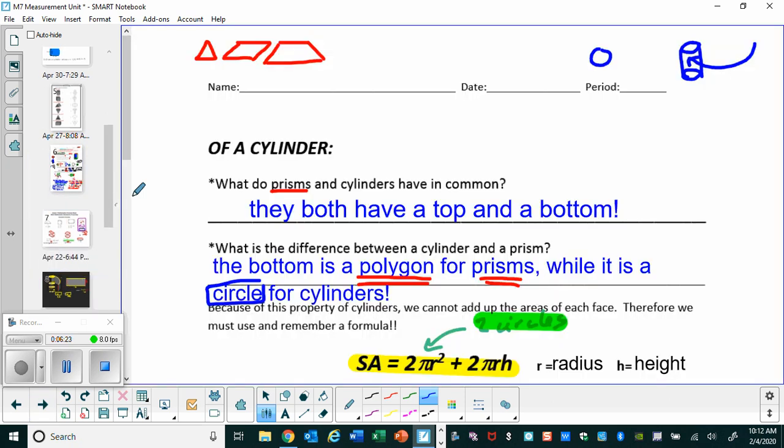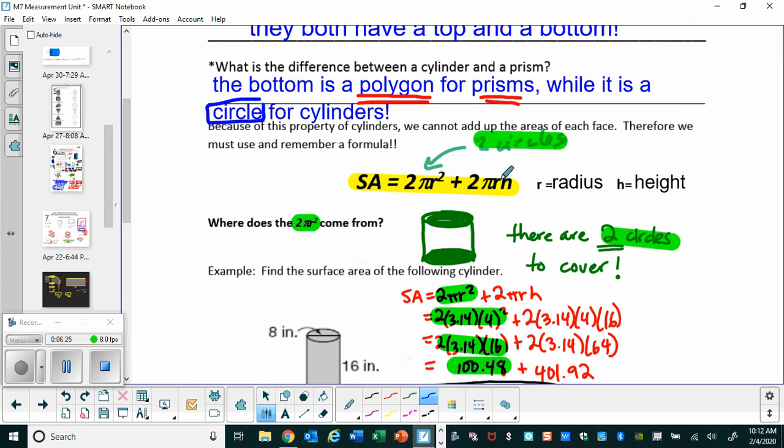So back in our packet now, what we're going to use then is this formula, which is the 2 pi r squared. That is the two circles. That makes sense. And then we already reviewed the 2 pi r h and where that comes from. In this formula, r represents the radius, of course, and h represents the height, of course. And if I ask you ever, where does the 2 pi r squared come from? It comes from the fact that there are two circles to cover. We have a bottom and a top, so the 2 pi r squared is the top and the bottom.